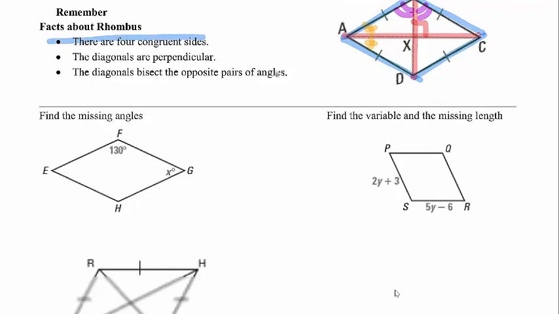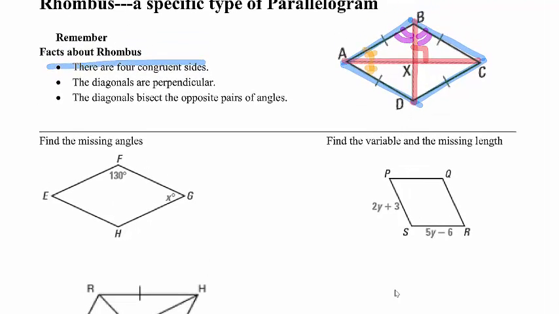So it says find the missing angles. Well, we happen to know, since these are already a parallelogram, these have to add to 180. So 180 minus 130, and x is 50. Okay? For this next one, what do we know about the sides?